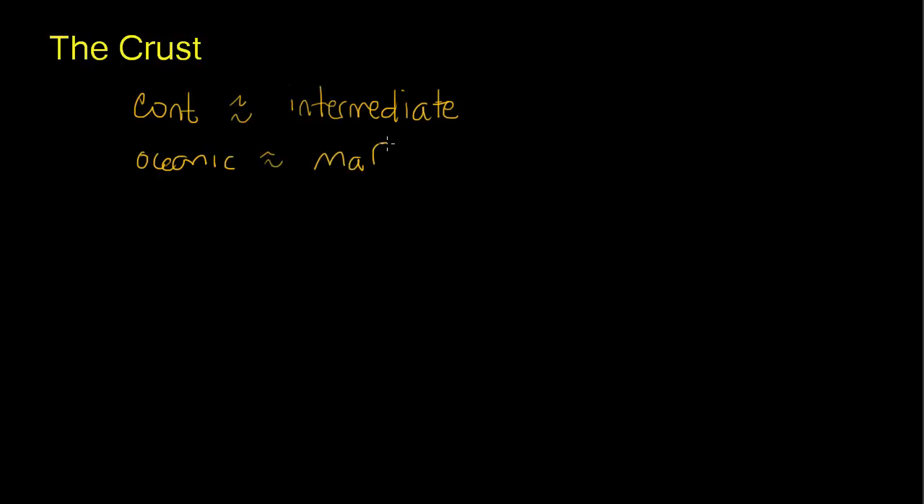So let's talk about how geologists know what the crust is made of. Remember that the continental crust has an average composition that we say is intermediate. It's actually maybe a little bit more felsic than that, but to first order we can call it an intermediate composition. And the oceanic crust, in contrast, is almost entirely mafic in composition.